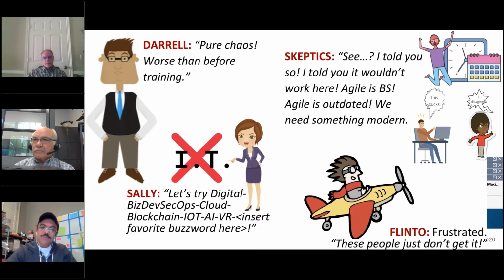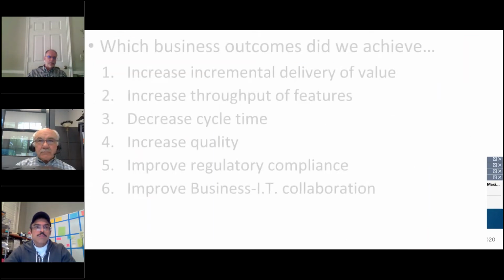And Flinto is like, man, these people don't get it. They are not agile. I'm sick and tired. Maybe I should become a golf instructor. Maybe I need a career change. But anyway, that's a typical story. That's what used to happen.